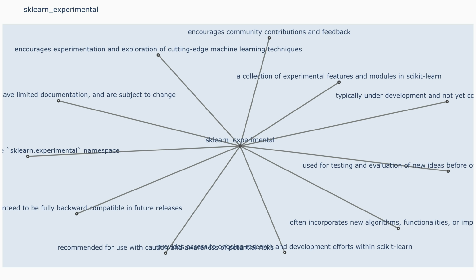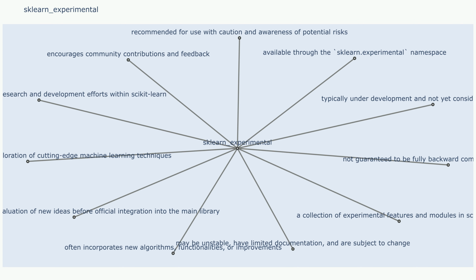sklearn experimental, a deep dive into scikit-learn's experimental features. What is sklearn experimental? The sklearn experimental module in scikit-learn acts as a sandbox for experimental features that are still under development. These features might not be stable, fully documented, or have undergone rigorous testing.